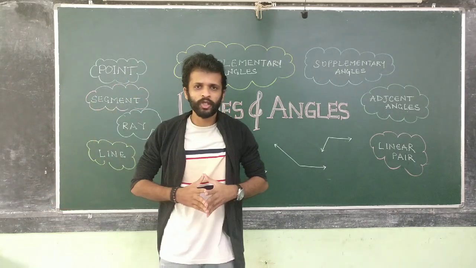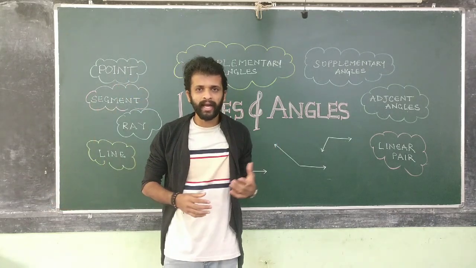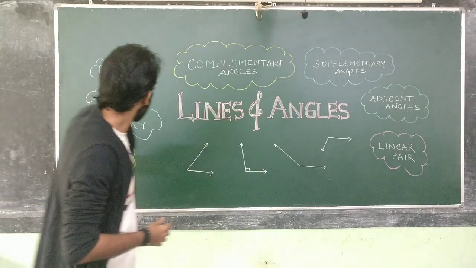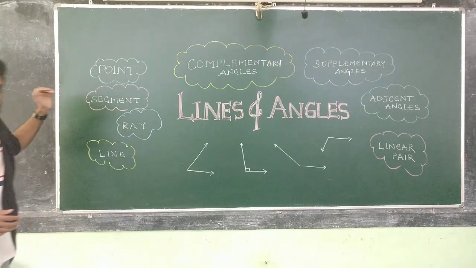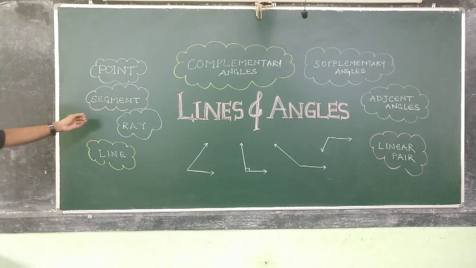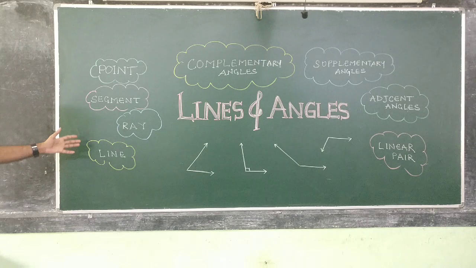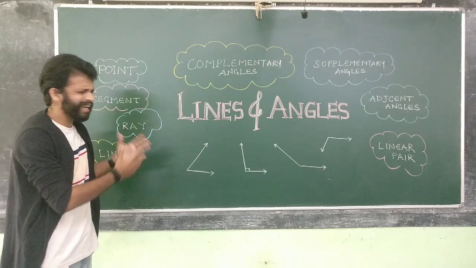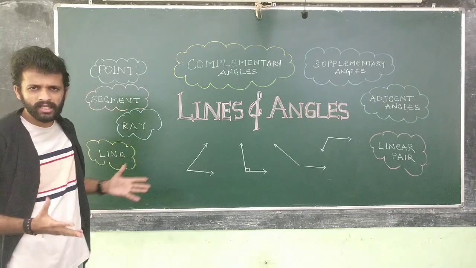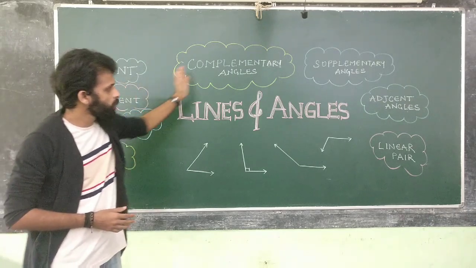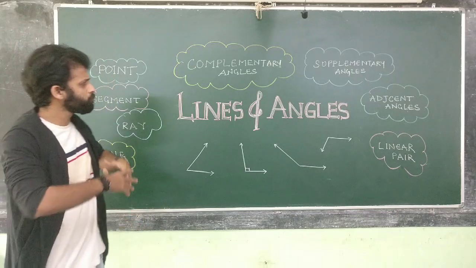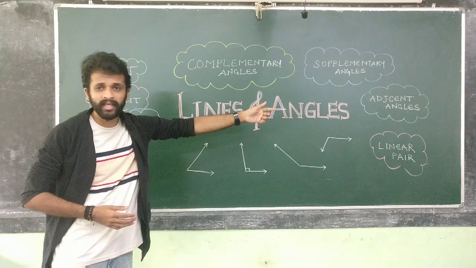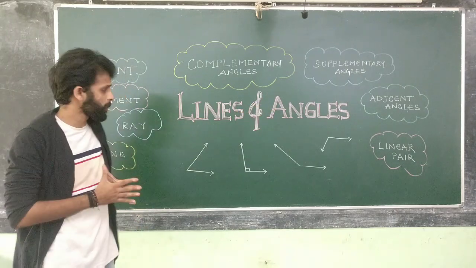So, in this chapter, lines and angles, we are going to study a number of things, and that is a point, a segment, a ray, a line. And then we are going to learn about different kinds of angles. These things we have already studied, and we are going to learn about different more angles. So that is complementary angles, supplementary angles, adjacent angles, and linear pair.